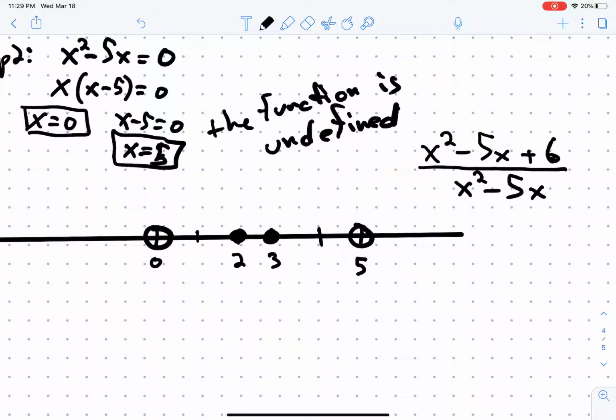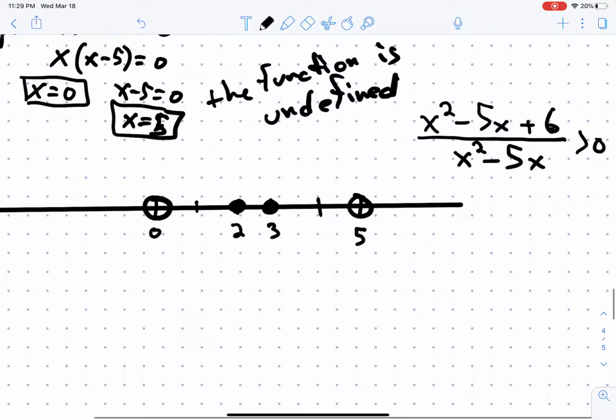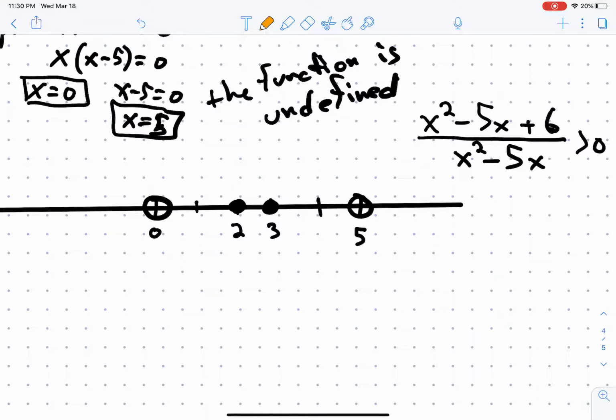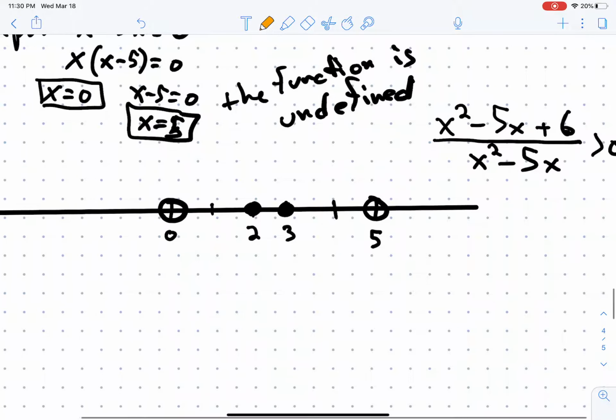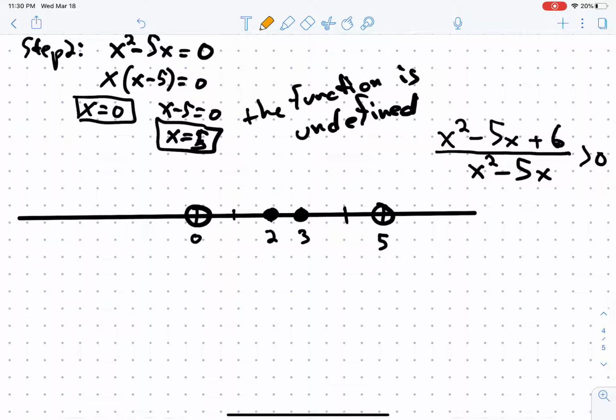And I guess we want to know when is it bigger than 0. That's the overall goal. Okay, so now it's just a bunch of testing. To test this, what we want to do is, in each one of the intervals on our number line, pick a number, not one of the endpoints, but another number, and plug it into our original function, that entire fraction, x squared minus 5x plus 6 over x squared minus 5x.